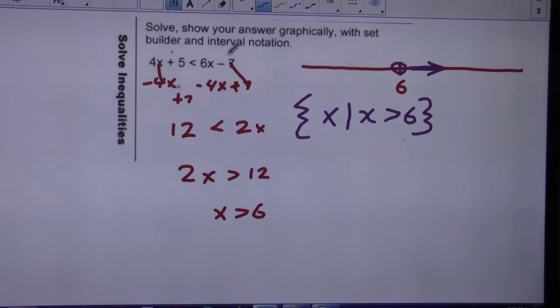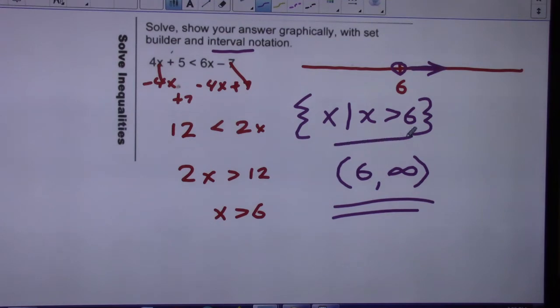But where we're really headed in this class is something called interval notation, which is going to be like this, parentheses and brackets. So greater than 6, but less than infinity. That's going to be interval notation. That was set builder notation. So interval, set builder notation, and graphical notation.